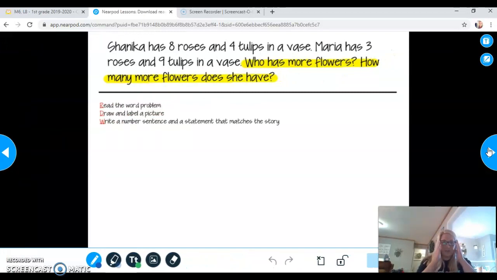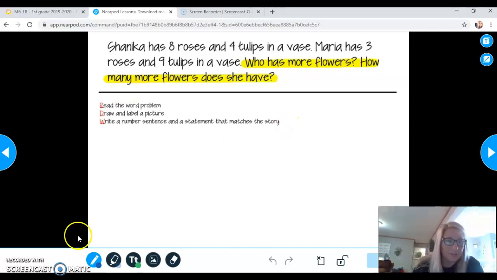To start us off, this one is a lot like yesterday's, but just different numbers, okay? Shanika has 8 roses and 4 tulips in a vase. Maria has 3 roses and 9 tulips in a vase. First question, who has more flowers?